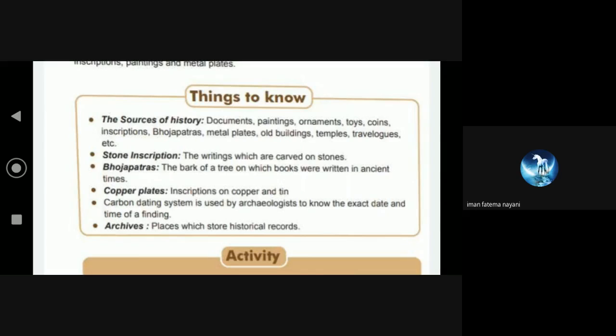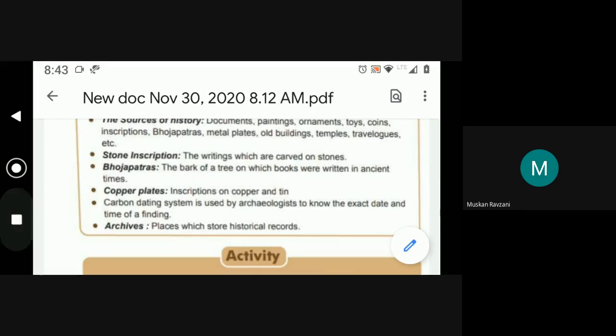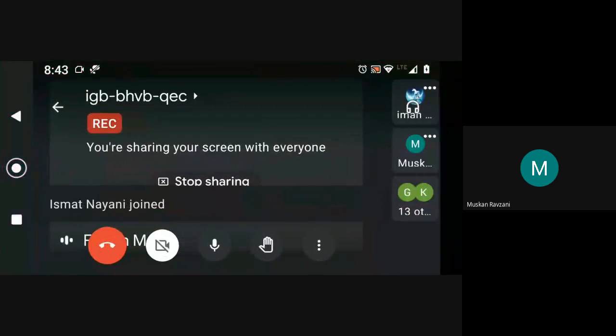Copper plates and old stones. Apart from this, old stone, photographs, different coins. Coins, photographs, and all these are different sources of history. Apart from that, see if you remember, we had also talked about newspapers.